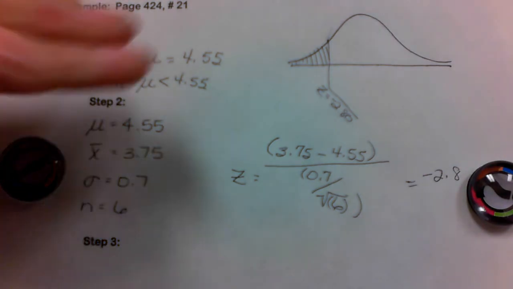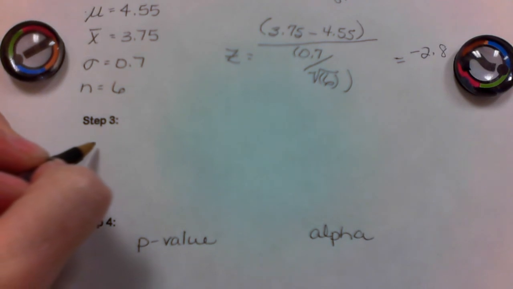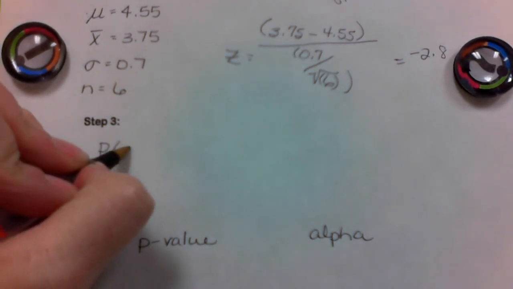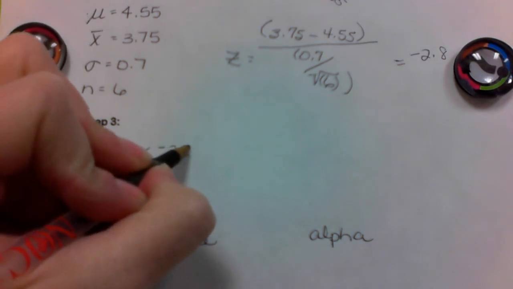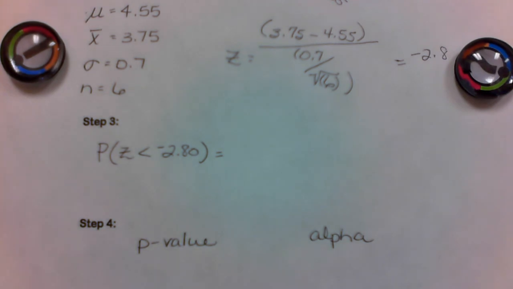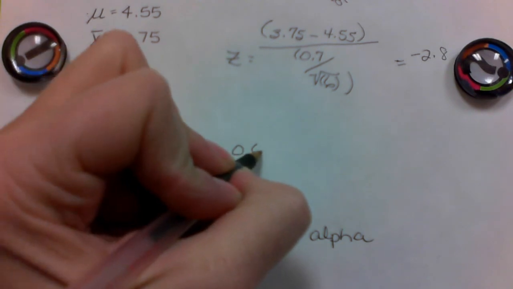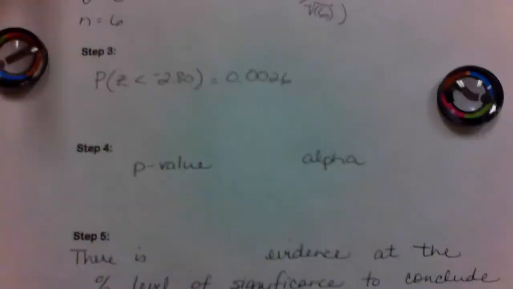So then we're going to take that test statistic, and since the alternate is less than and we have a left-tailed test, I know my probability value will be the probability that z is less than negative 2.80. And since it's less than, you just go to the table, find negative 2.80 and use that value, and you should find 0.0026. So now we're going to compare.